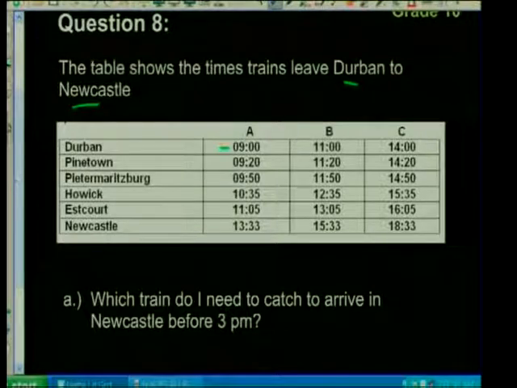So let's just analyze A for a second. We start at Durban at 9 o'clock in the morning, and then reach Pinetown by 20 past 9, Pietermaritzburg by 10 to 10, and we carry on like this. What time will it reach Newcastle? At 13:33. So it gives us the time. What kind of clock are they using? They're using a 24-hour digital clock. So let's answer the question.